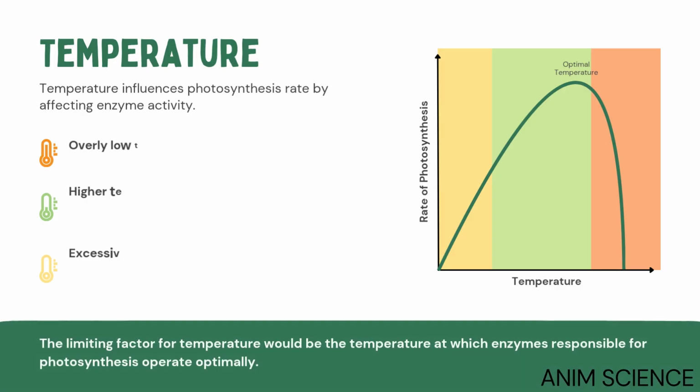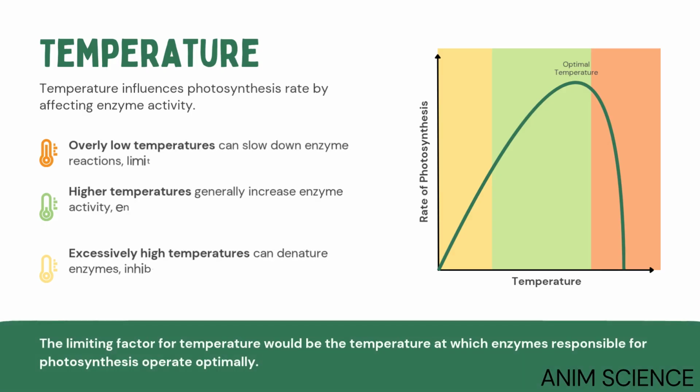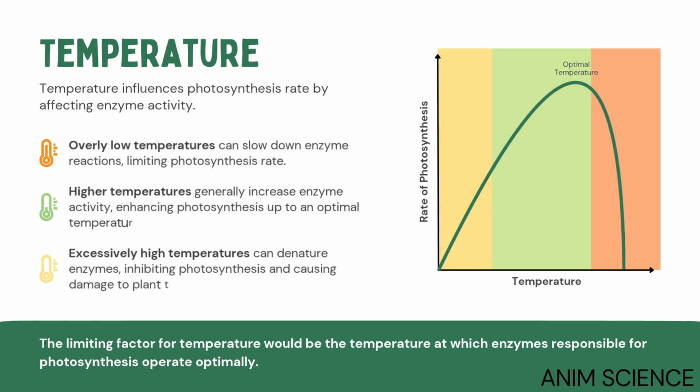Now let's understand how temperature affects the rate of photosynthesis using this graph. On the horizontal axis, we have temperature, and on the vertical axis, we have the rate of photosynthesis. As you can see, the graph is divided into three main regions: low temperature, optimum temperature, and high temperature. Let's start with the low temperature region. At very low temperatures, the rate of photosynthesis is quite slow. This is because the enzymes responsible for photosynthesis are not very active. Since photosynthesis is controlled by enzyme activity, lower temperatures reduce the speed of the entire process.